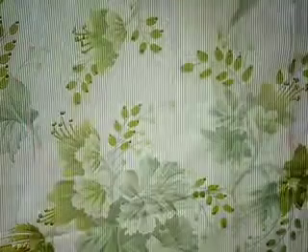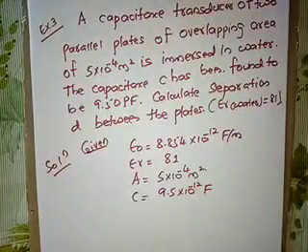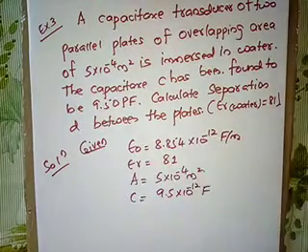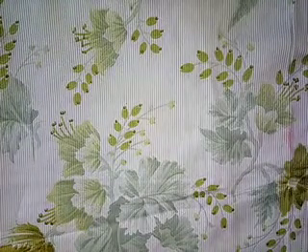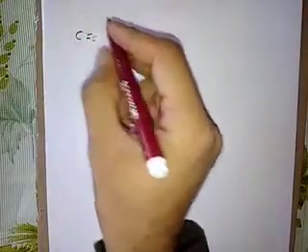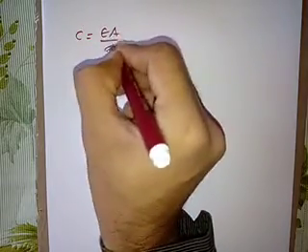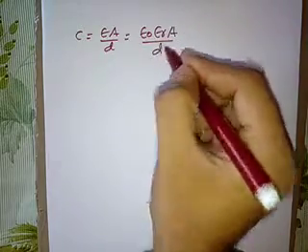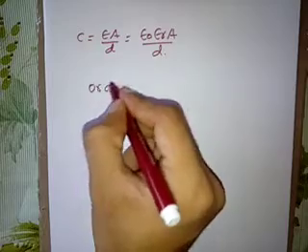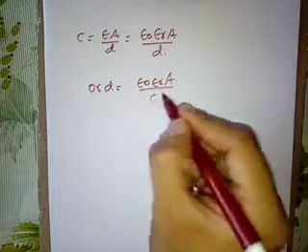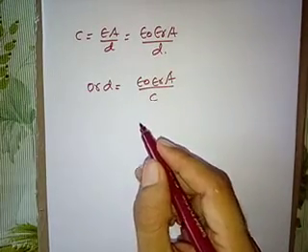Right? So what they have asked: calculate separation D between the plates. Let us calculate that distance D between the plates. What is the standard formula we have? C is equal to epsilon A by D, that is epsilon naught into epsilon R into A by D, correct? Or D is equal to epsilon naught epsilon R A by C. So let us simplify further.